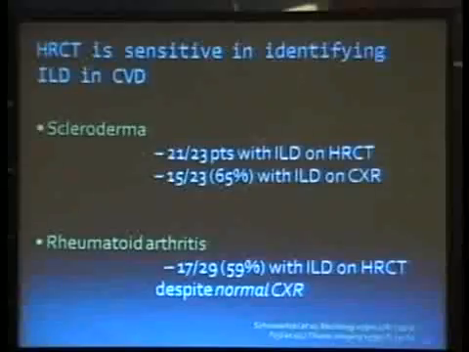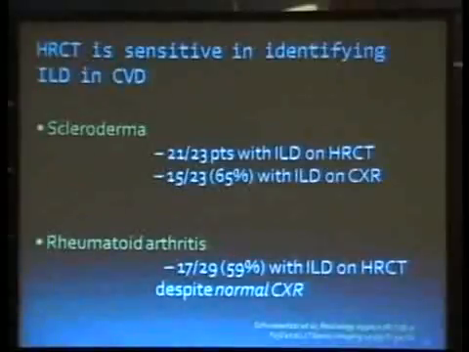In scleroderma, the majority of people may have findings of interstitial lung disease on a high-res CT, and of these people, only a lesser percentage will have this visible on chest X-ray. In the same way, in people with rheumatoid arthritis, a large majority will have findings on a high-res CT, even if they have a normal chest X-ray.